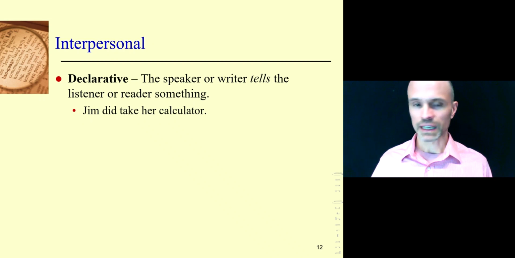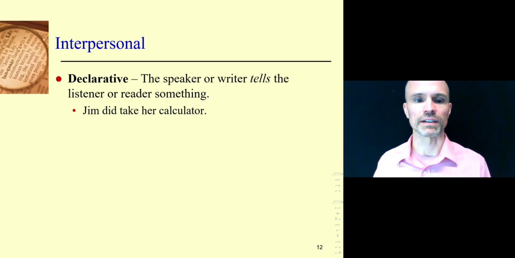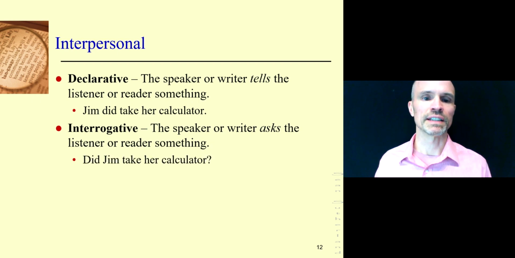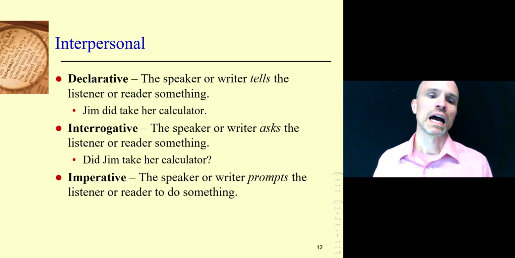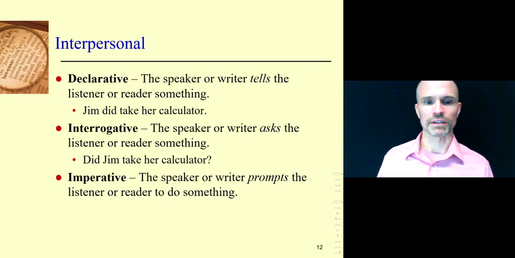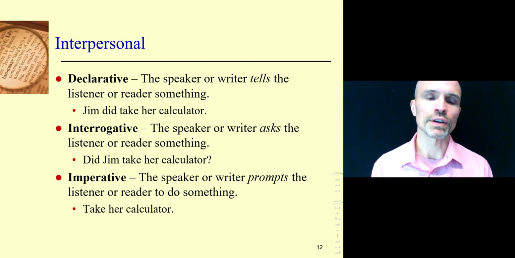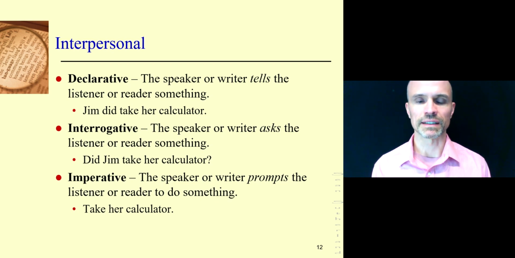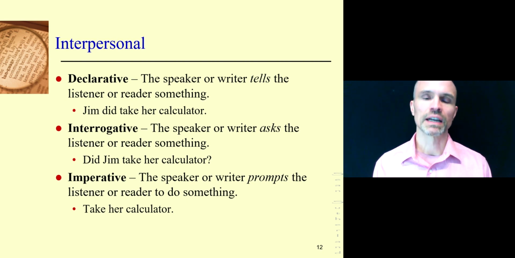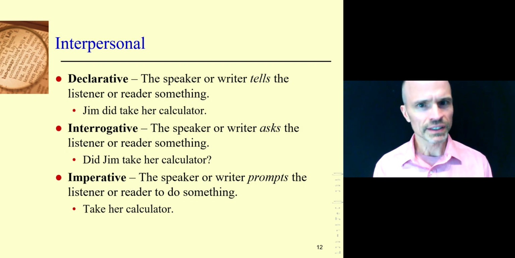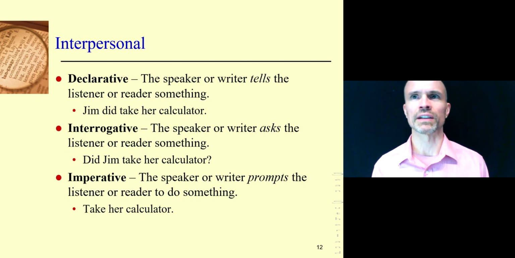A declarative is this pattern, Jim did take her calculator. An interrogative is this pattern, did Jim take her calculator? An imperative is this pattern, take her calculator. Look what's happened there. For the declarative, the order is subject finite, Jim did. For the interrogative, the order is finite subject, did Jim. For the imperative, there is no finite and there's no subject. You can't say, take did her calculator, or take Jim her calculator, or something like that, right?